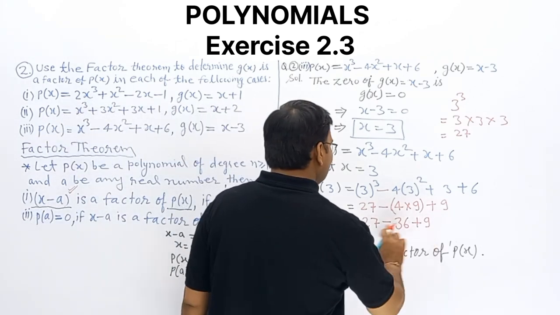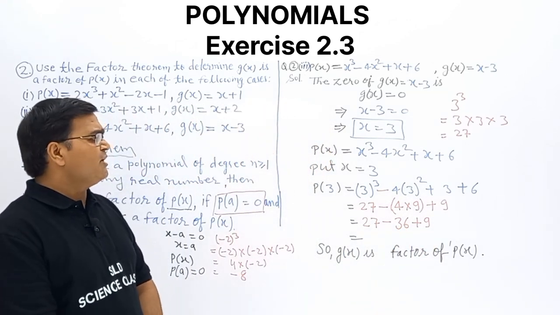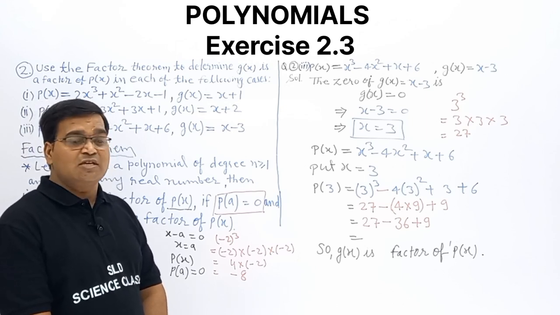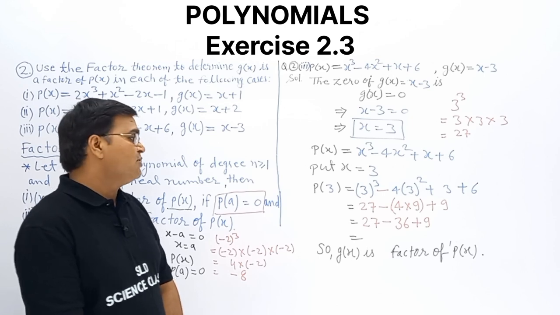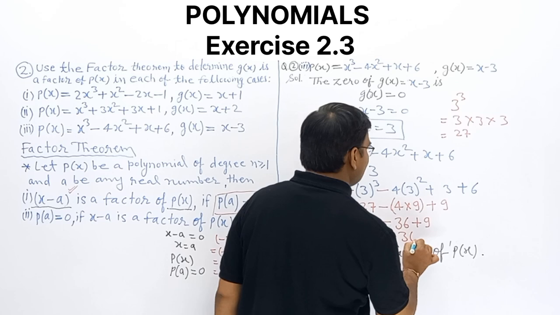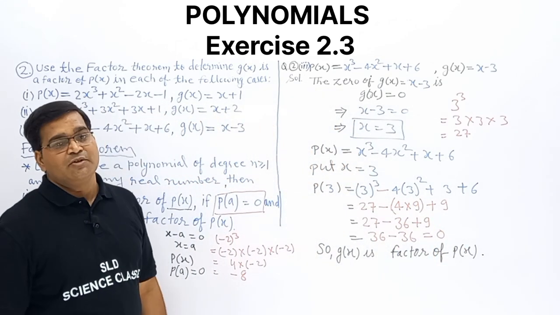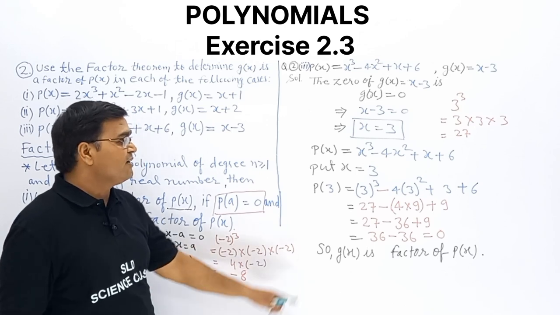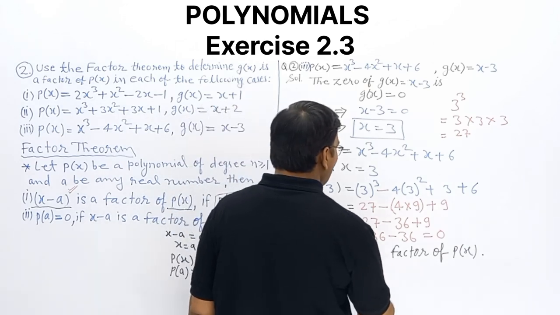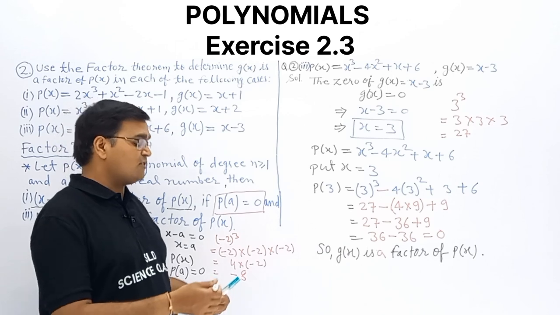Now add 27 plus 9. 27 plus 9 will be 36, minus 36. The result will be 0. It means once we put the zero of the given factor, we are getting the polynomial value 0. So what can we say? g of x is a factor of p of x.